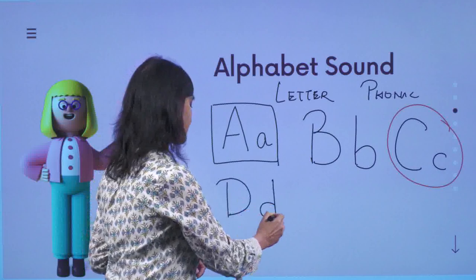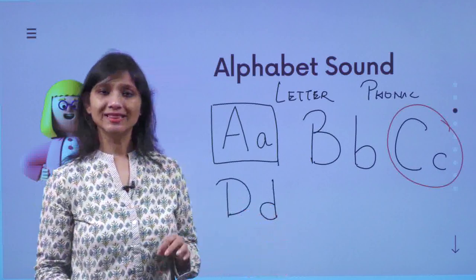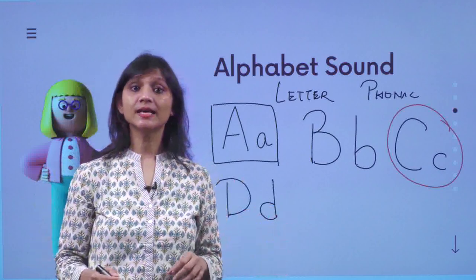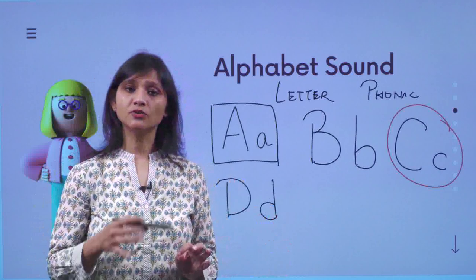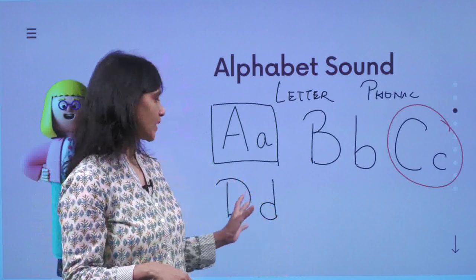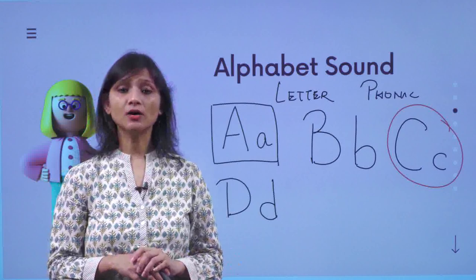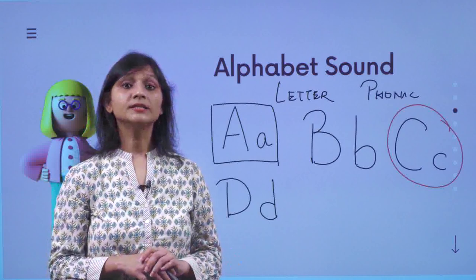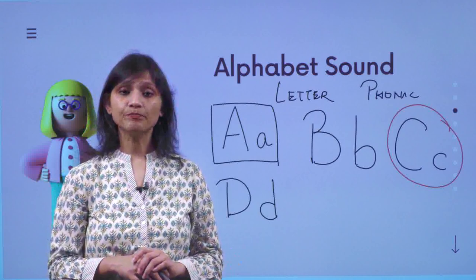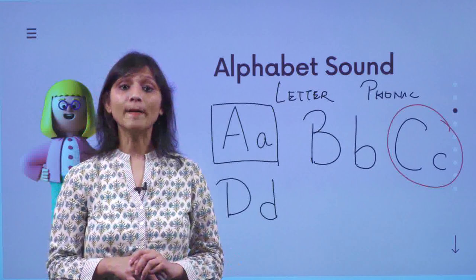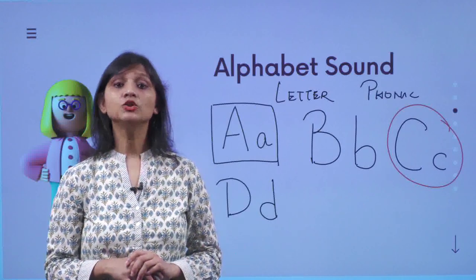It's D. Letter sound of D is D. What is the phonic sound of D? D. How do we say? D, Daddy. D, Drum. D, Doll.